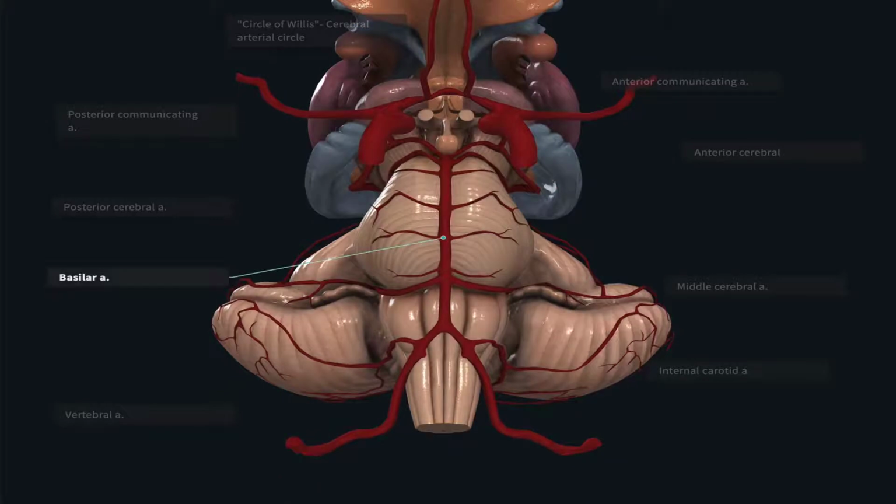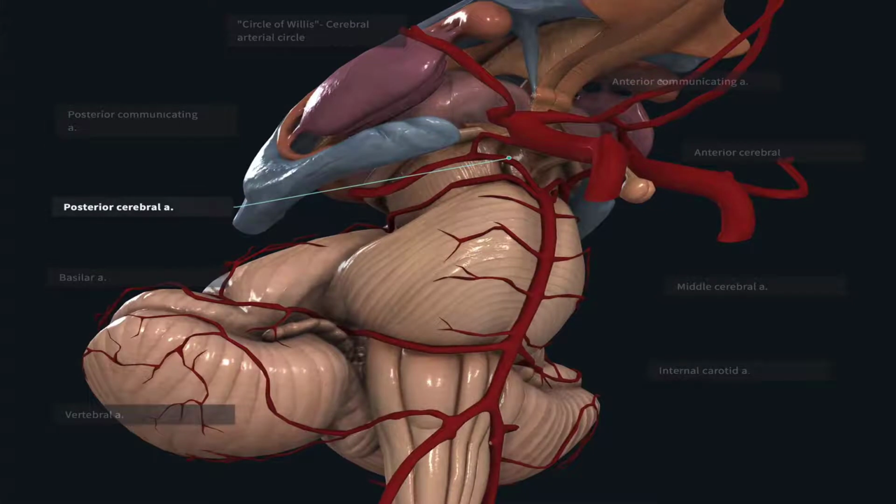The basilar artery is going to be the midline unpaired vessel formed by the junction of the right and left vertebral arteries, and it's going to terminate as the posterior cerebral artery. So we've now seen that there was an anterior cerebral, a middle cerebral, and now a posterior cerebral. And this is going to go back towards the occipital lobe.